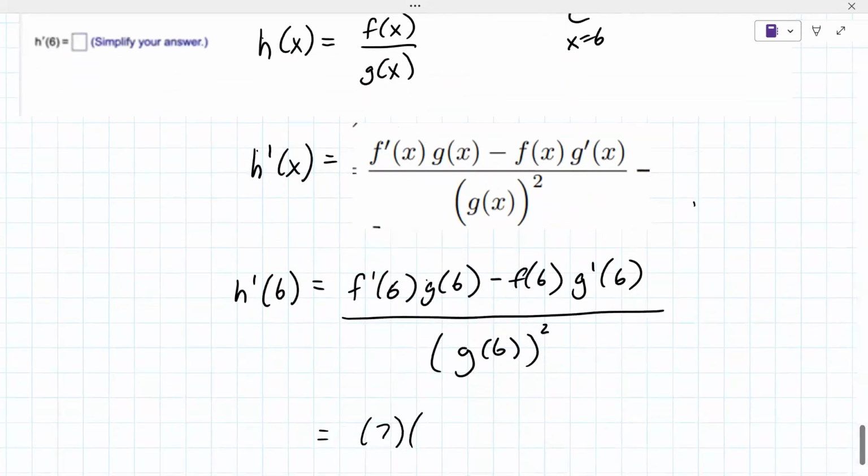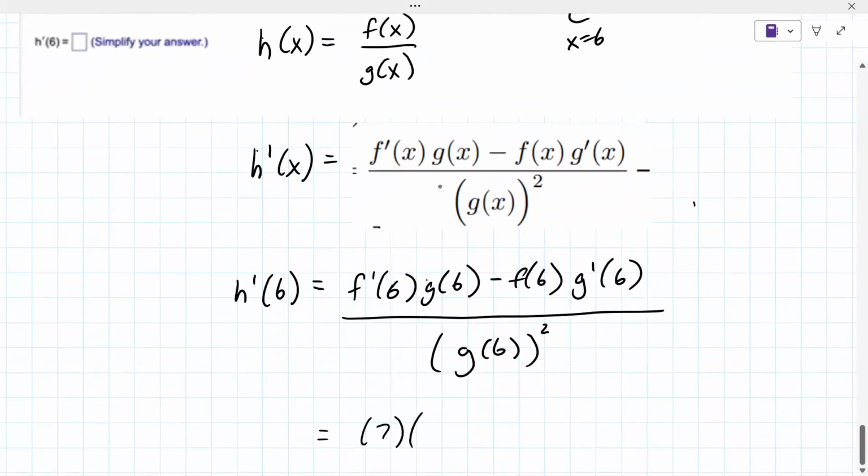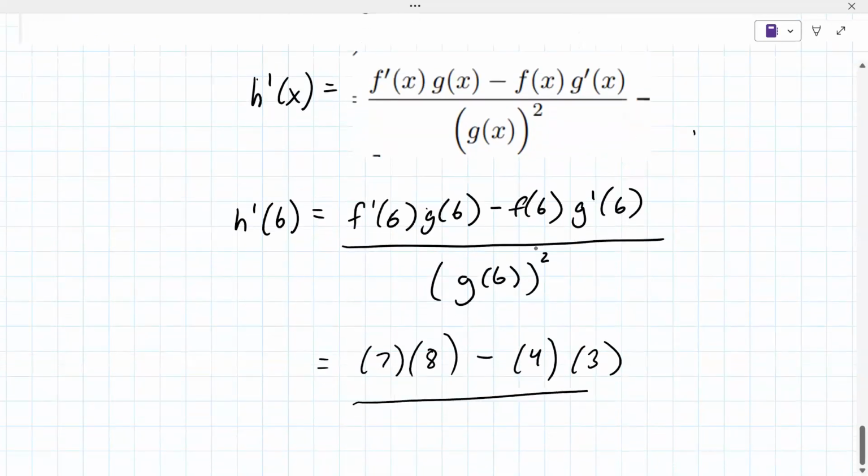G of 6 is, sorry for the scrolling, 8. Actually, let me look at that on my other screen. That'll be easier than all the scrolling. Okay. F of 6 is 4. G prime of 6 is 3. G of 6 is 7.